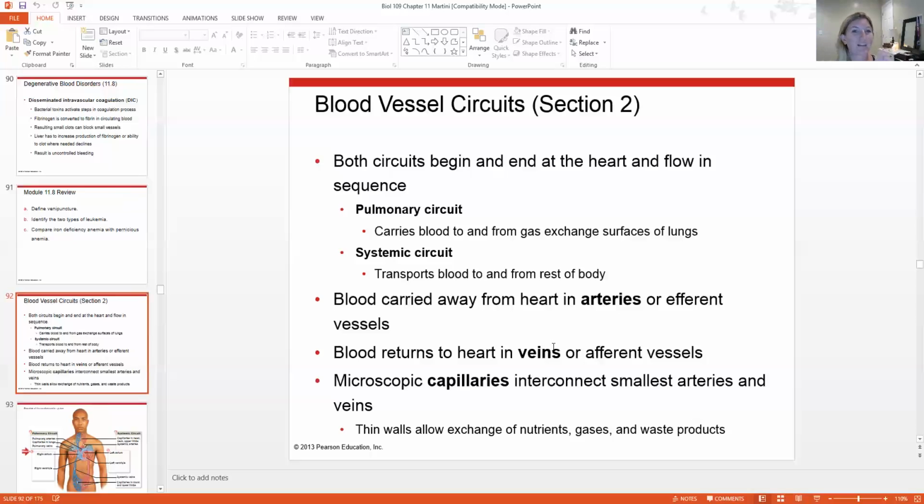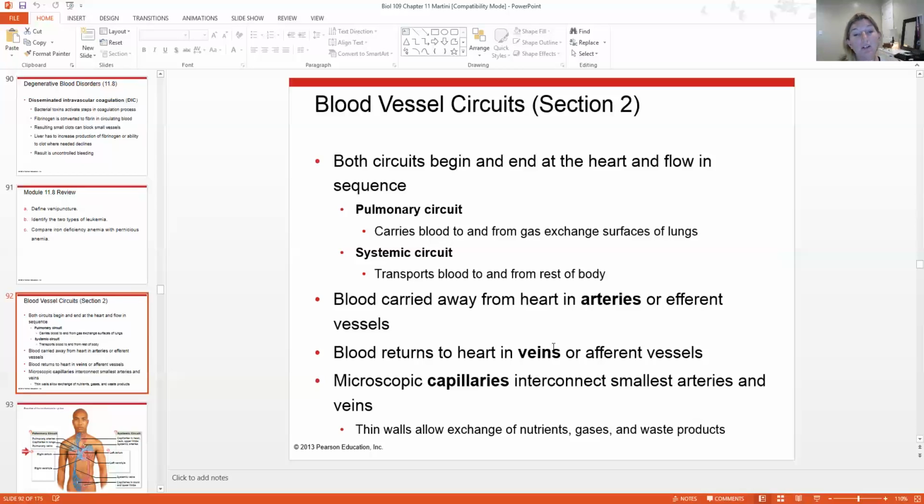So let's talk about blood vessels and their circuits. So we have 2 main circuits in our body. We have the pulmonary circuit, which is carrying blood from the heart into the lungs. And then we have the systemic circuit, which is carrying the blood to the rest of the body. So there's 2 major pathways for this to occur.